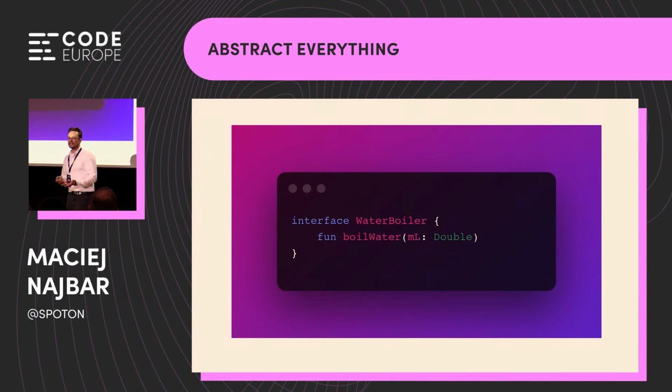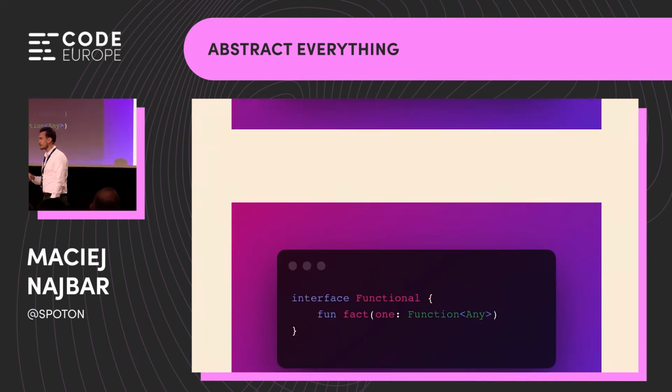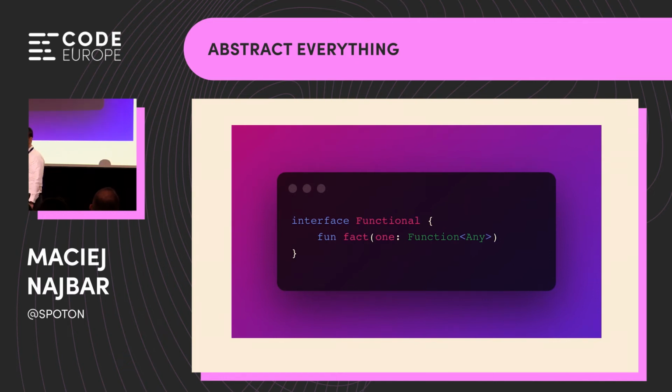Don't get me wrong, I'm not saying that abstraction should have only one method. Fun fact, on a very low level, in most cases, yes. Such interfaces are named functional.